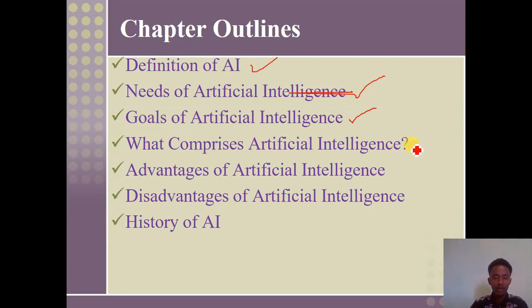The another one is about what comprises artificial intelligence. Discipline fields which contribute for the development of artificial intelligence.